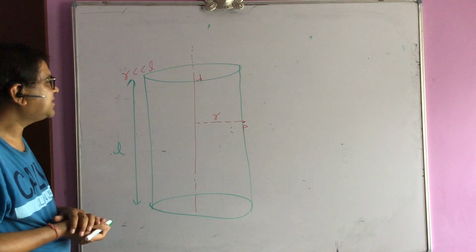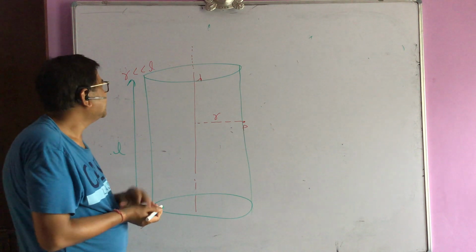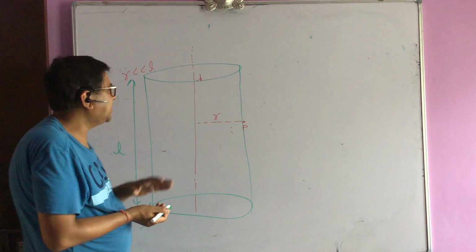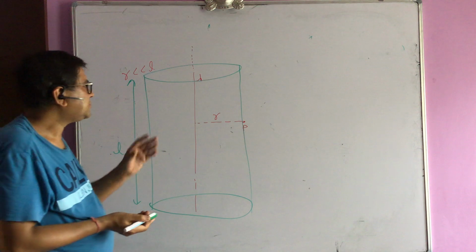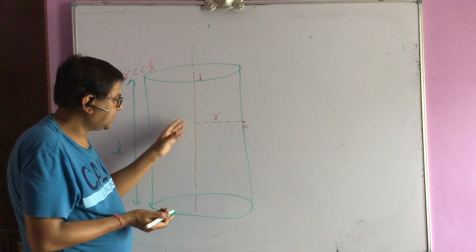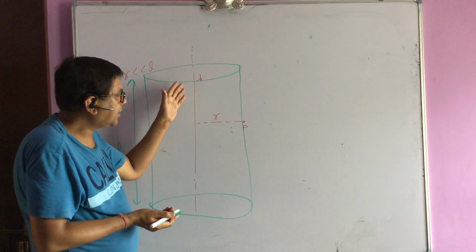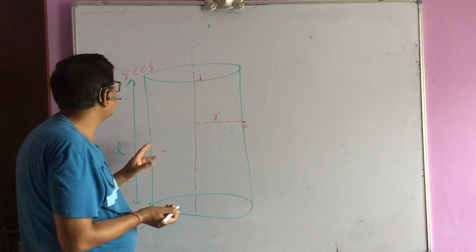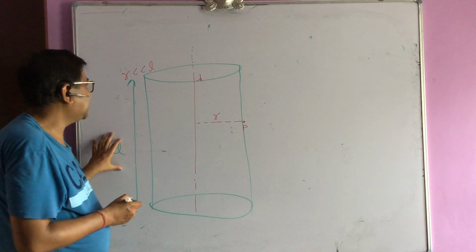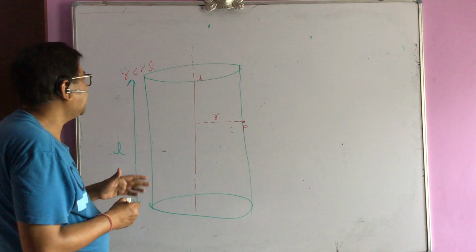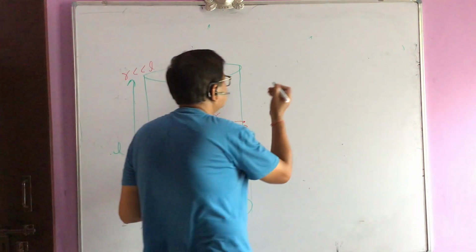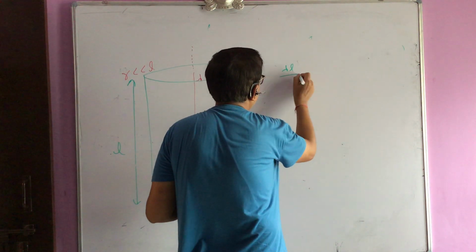If I am asking you the flux through this cylinder, what is the answer? The flux through this cylinder is going to be the charge enclosed divided by epsilon naught. Suppose the length is L. So what is the charge enclosed? Lambda L. So the total flux through the curved surface of the cylinder is lambda L by epsilon naught.